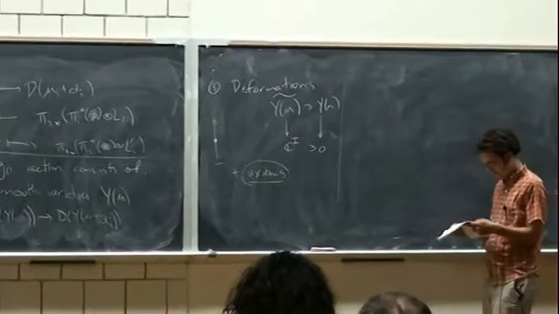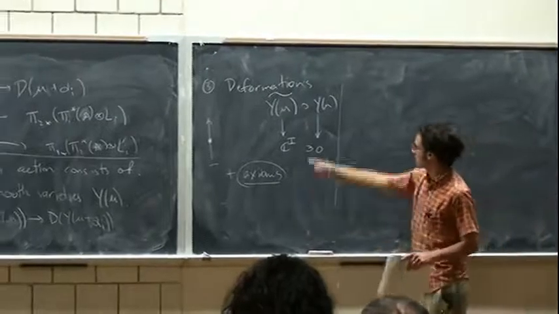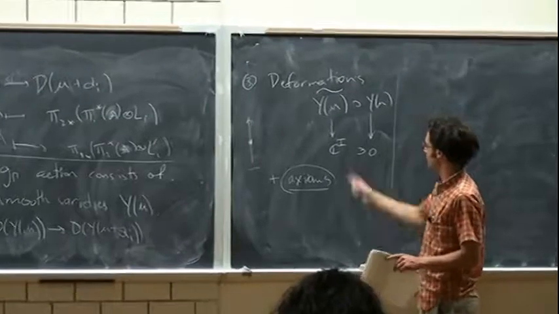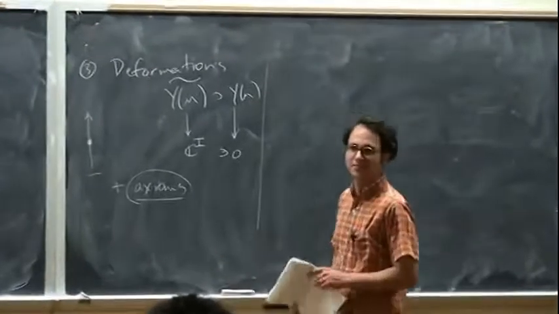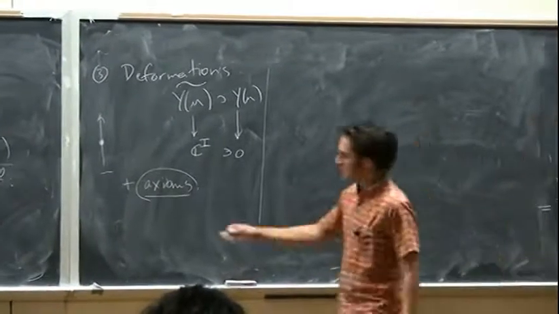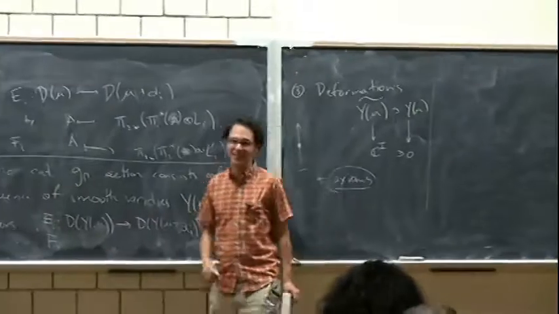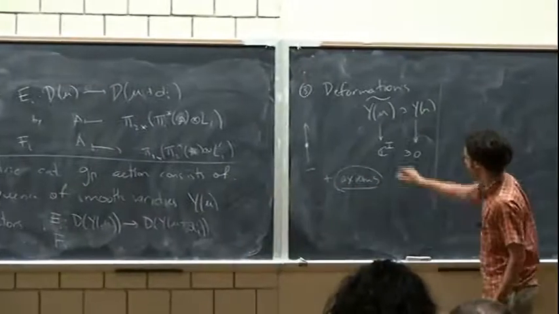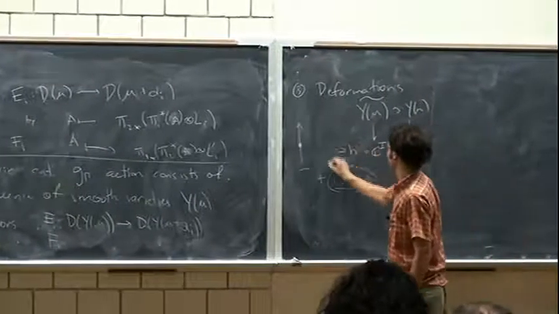Maybe you can say what C to the I is? Oh, I is the finite set. I mean, I is the set of vertices of the Dynkin diagram of this graph, yeah. So you can think of this as the Cartan algebra H.